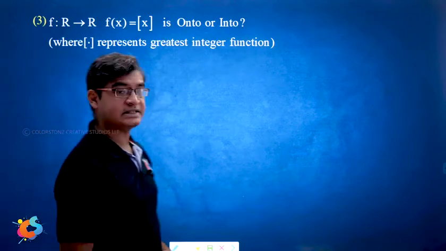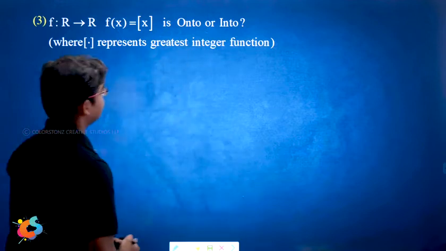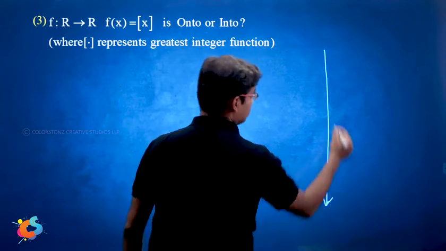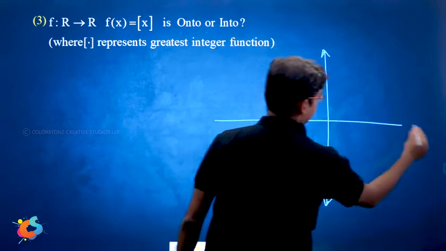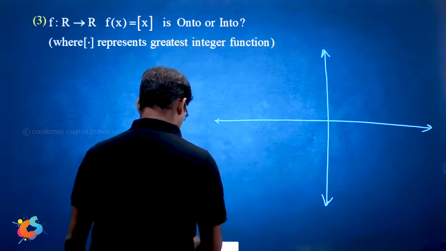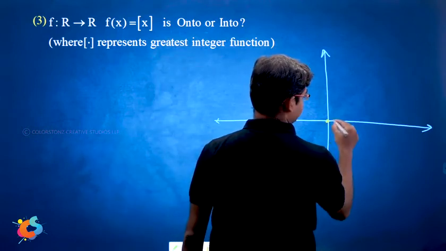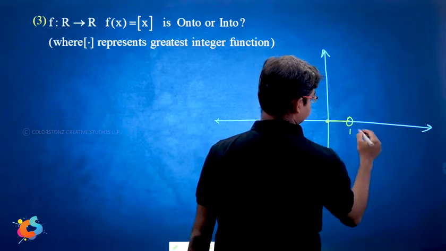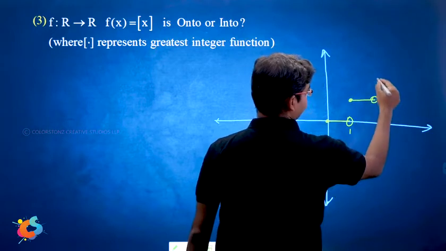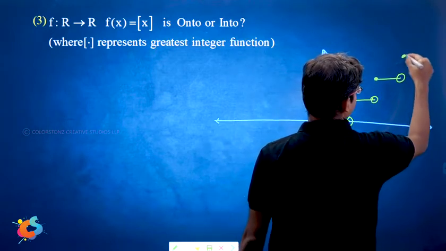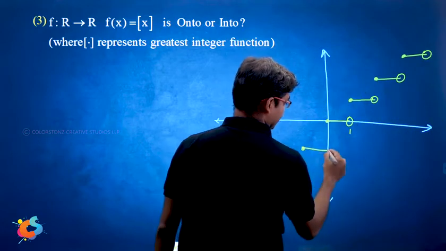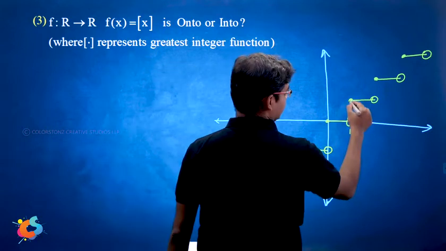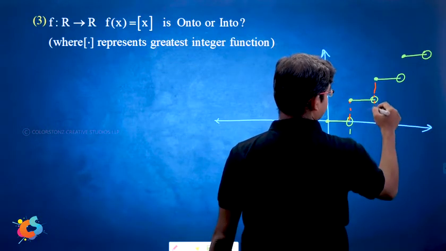F maps from R to R, f of x is equal to greatest integer function of x. Is it onto or into function? Again, this is a graph which is well known, which has been studied in class 11. This is also called step function because the graph looks like steps. Okay, so this is one. And okay, so first let me draw it. Okay, and so on like this. Just goes on and on. This is the graph of greatest integer function. Okay, so these dotted lines are not the part of the graph. They are just for reference.